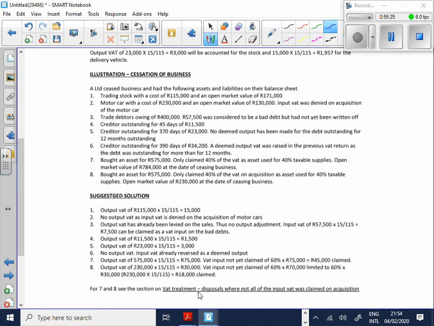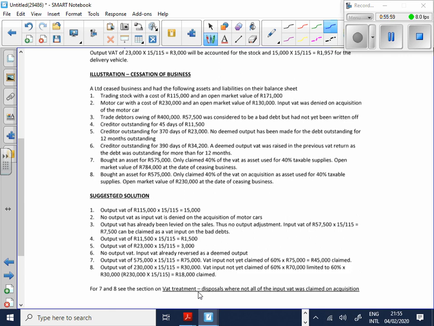business. It says, A Limited ceased business and had the following assets: trading stock with a cost of 115 and an open market value of 171. So what are we going to do? We deem to sell the trading stock for what? 115. A motor car at the cost of 230 and an open market value of 130. You don't change rules, guys. If I couldn't claim input VAT, I don't need to charge output. Are you guys comfortable? Do you understand why this is asked as a question? Because you deem to sell, but you still got the normal rules that apply.